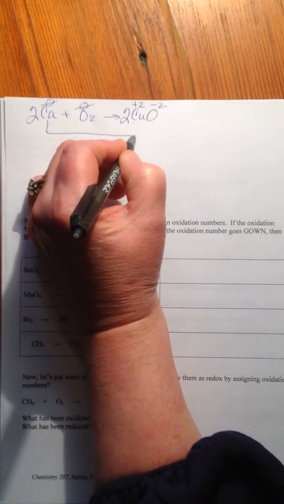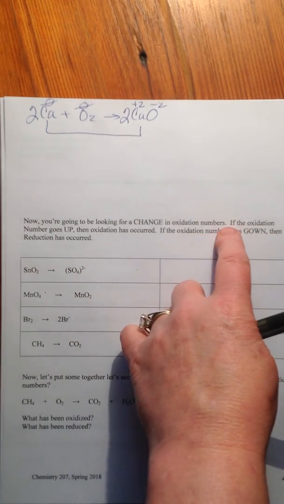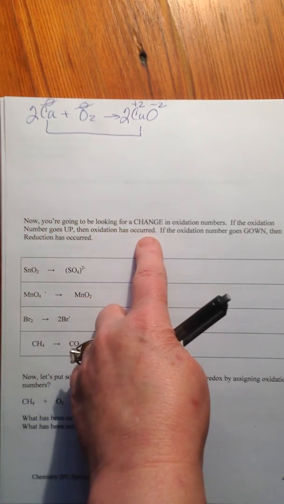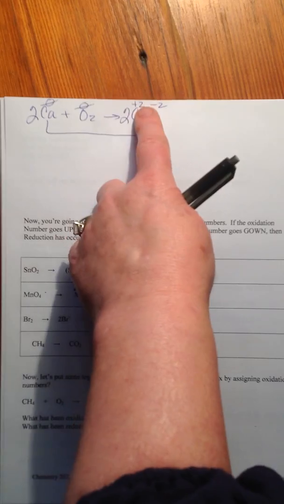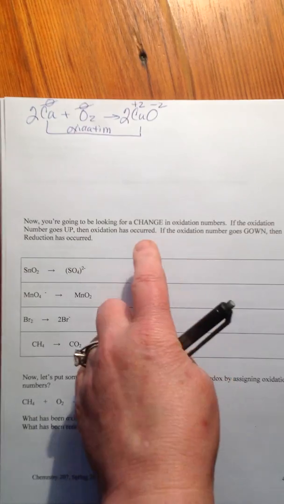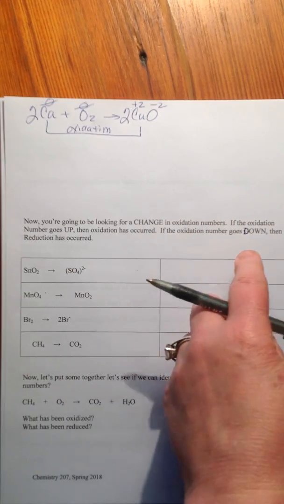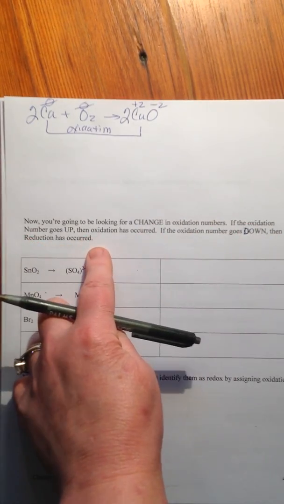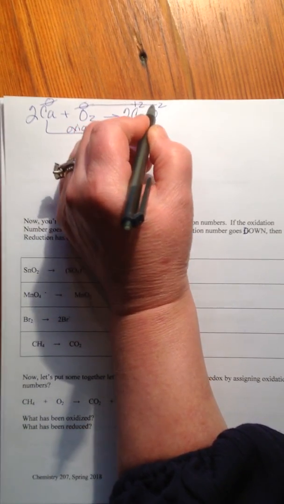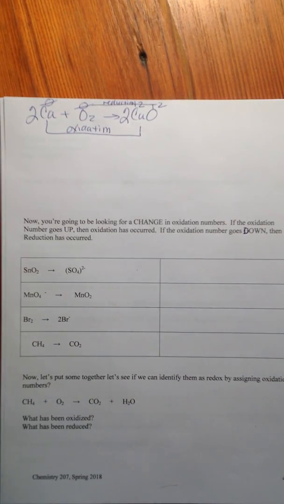What we see here is that calcium has gone up. If the oxidation number goes up, then oxidation has occurred. So in going from 0 to +2, that is showing oxidation. If oxidation numbers go down, then reduction has occurred. So our oxygen goes from 0 to -2, so that is showing reduction.